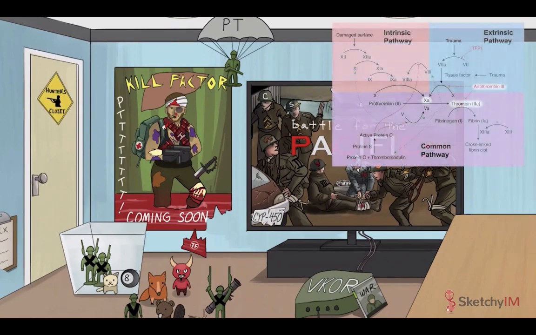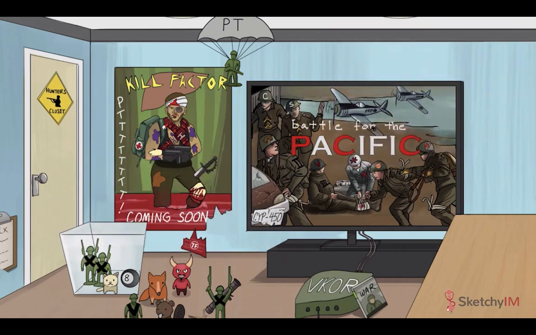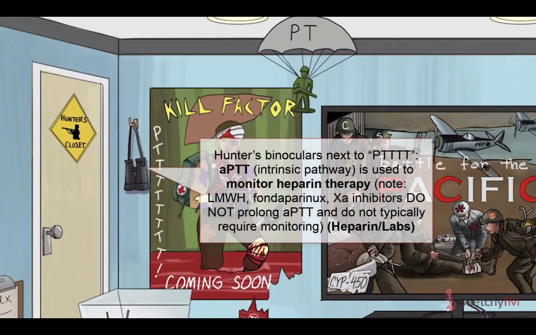Heparin, represented as usual by our recurring heparin hunter character, works by binding and potentiating the action of antithrombin 3. This, in turn, inactivates thrombin and factor 10A. Now, because thrombin and therefore the common pathway are inhibited here, you'd expect both PT and APTT to be prolonged. Turns out, however, that most PT reagents contain heparin binding chemicals that block its effects. Ergo, only the APTT is prolonged. In fact, the APTT is used to monitor heparin therapy. So we've placed our monitoring binocular symbol next to the PTT poster.